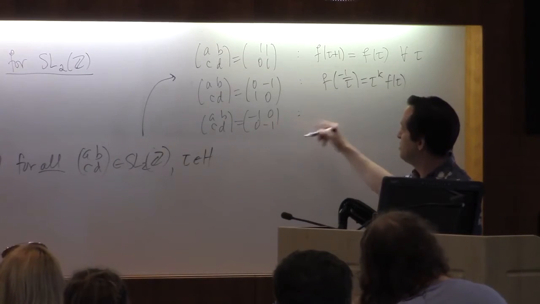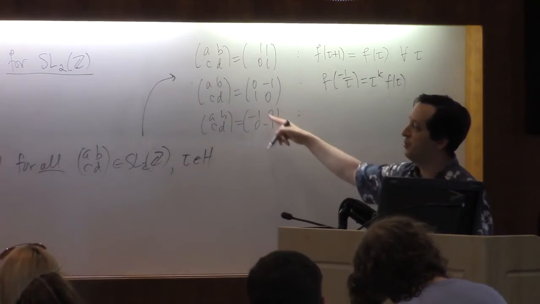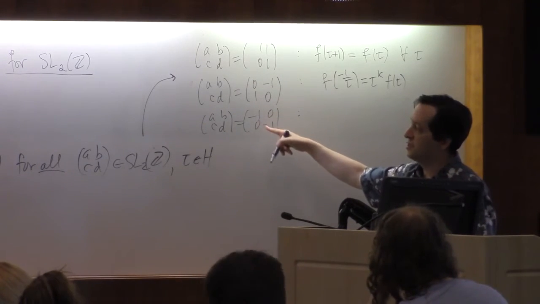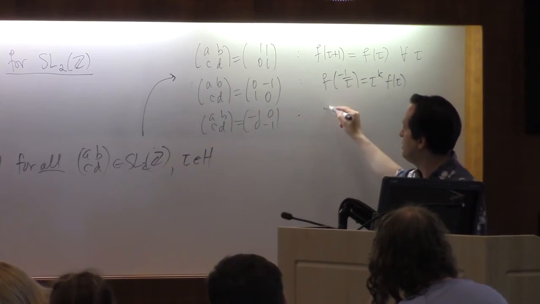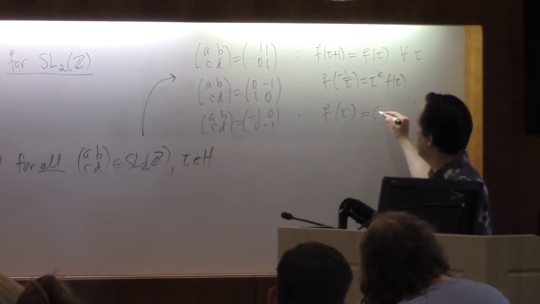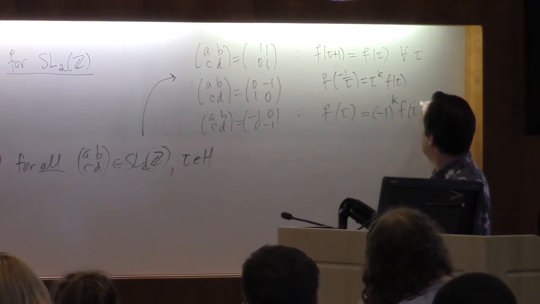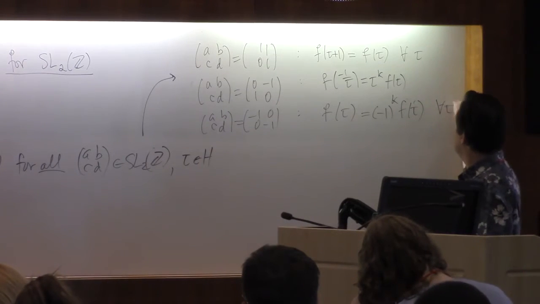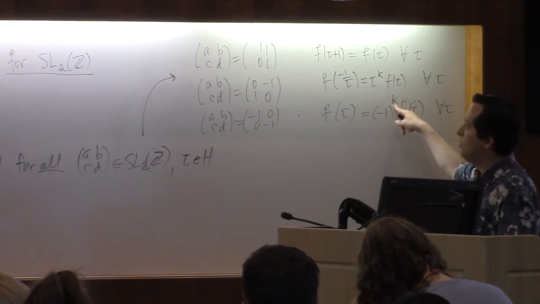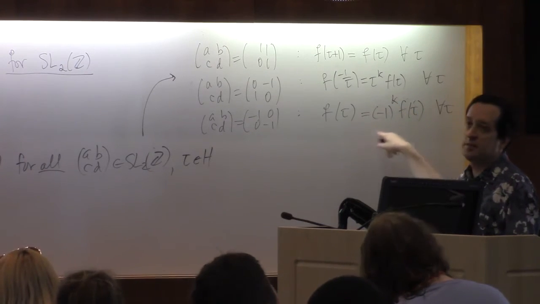And then this last condition, something funny happens here. When b and c are 0 and a and d are equal, actually, on the left-hand side, this has the same effect as the identity. It doesn't change the number at all, because the minus signs cancel. And so c is 0 and d is minus 1. So what we're saying here is the function is equal to itself times minus 1 to that weight. So if the weight is odd, the function has to be 0.